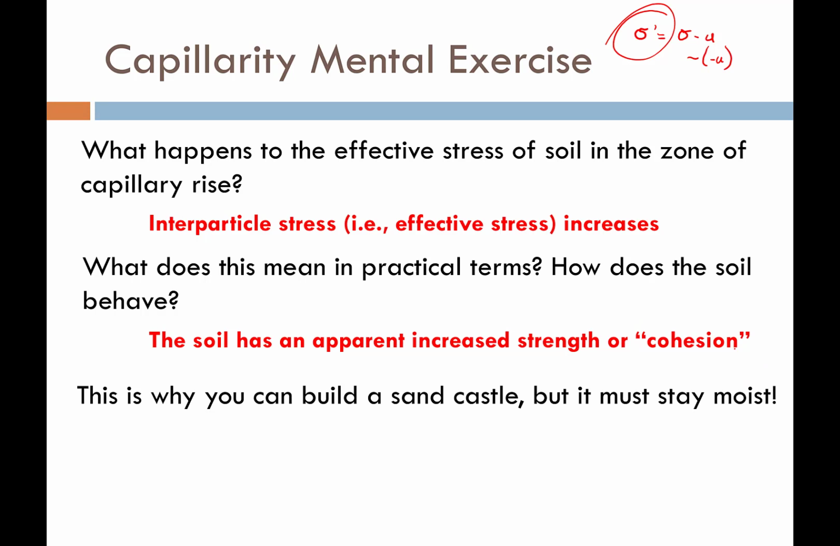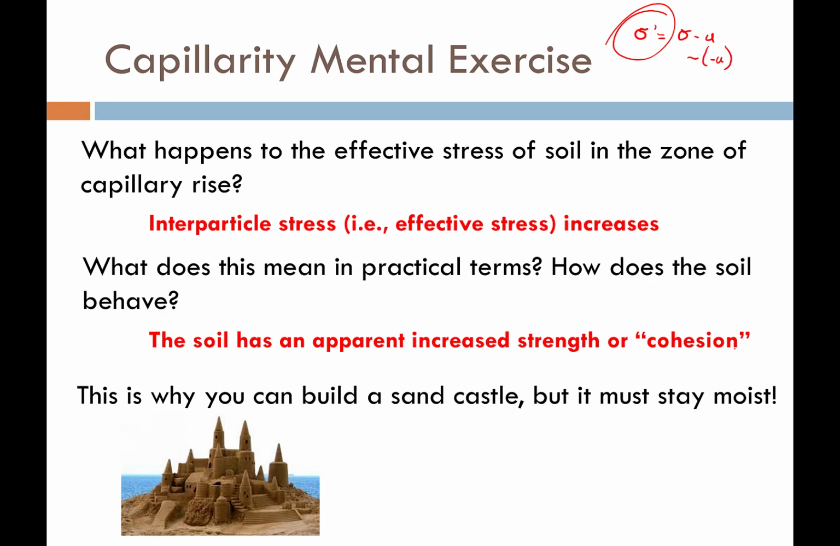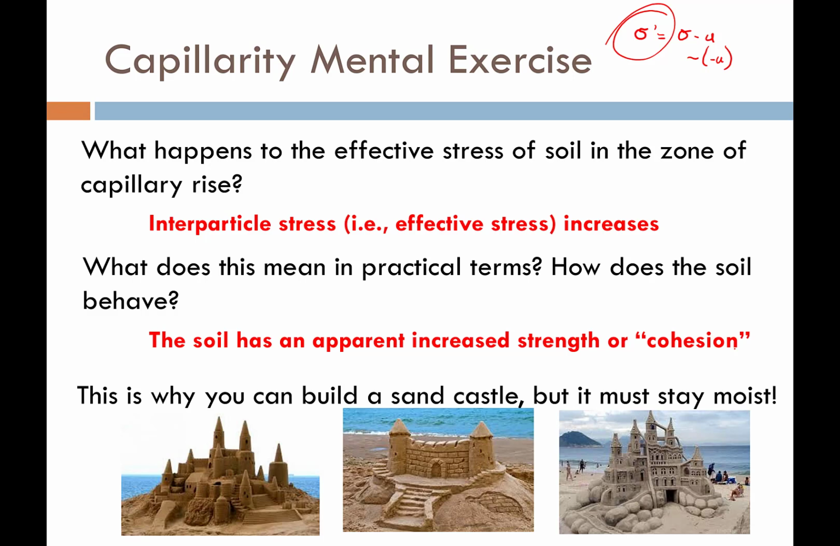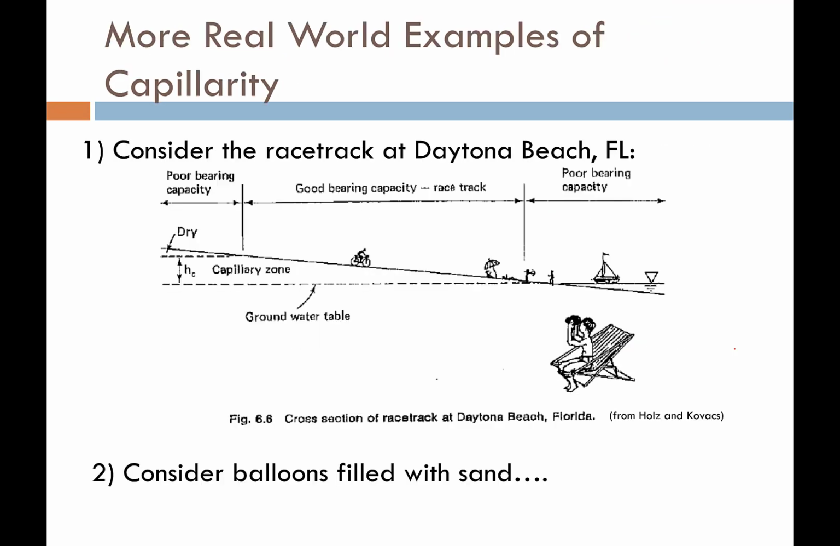And folks, this is why if you ever go to the beach and you want to build a sandcastle, you have to make the sand moist, because it's that moisture between the sand particles, the tension of the water between the sand particles, that is holding them together and giving it apparent strength. Otherwise, the sand would just fall apart and fall to the ground. So that's essentially what this negative pore pressure looks like in soil.